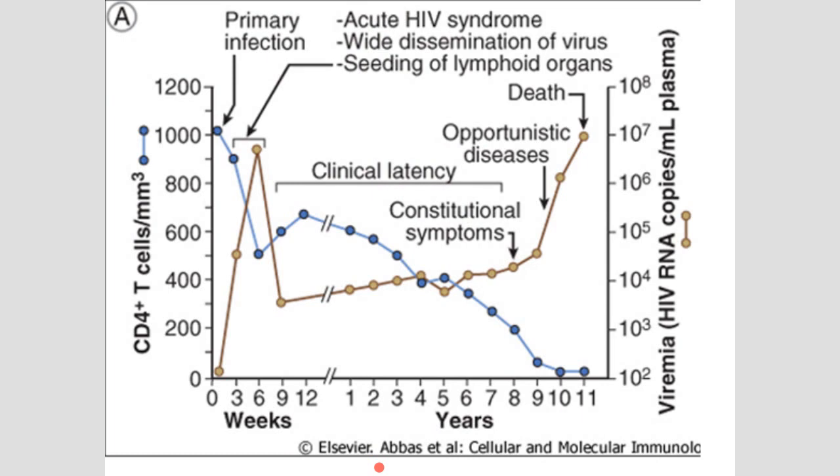Then you have CD4 T cell count. I told you the most important threshold is about 200, right? And then the other is viremia. This means HIV RNA copies. Once the virus is multiplying, it's going to release those copies into the system, and we can take this up and determine the viral load.